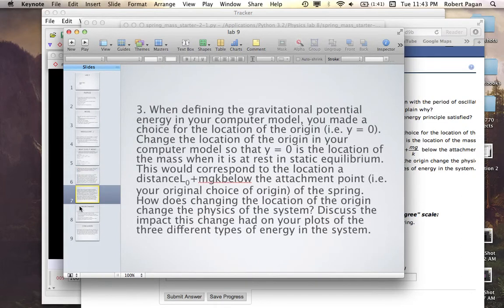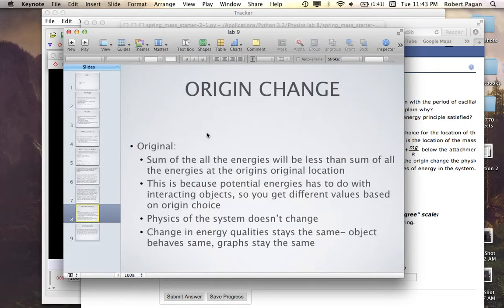Number 3, I'm not going to read for the sake of time, but we all know what it is. And here's what we did. So origin change, the sum of all the energies will be less than the sum at the original location. And this is because potential energy has to do with interacting objects. So you can get different values based on your origin choice. The physics of the system doesn't change, and the change in energy stays the same.